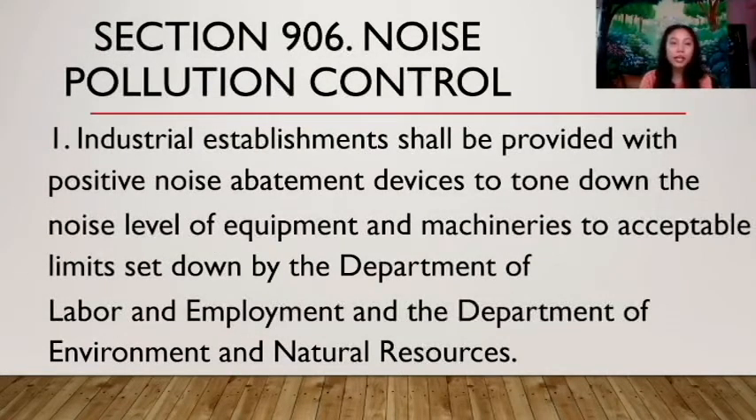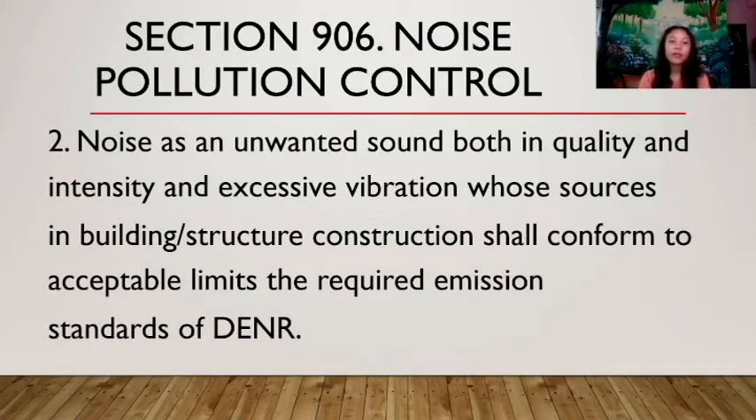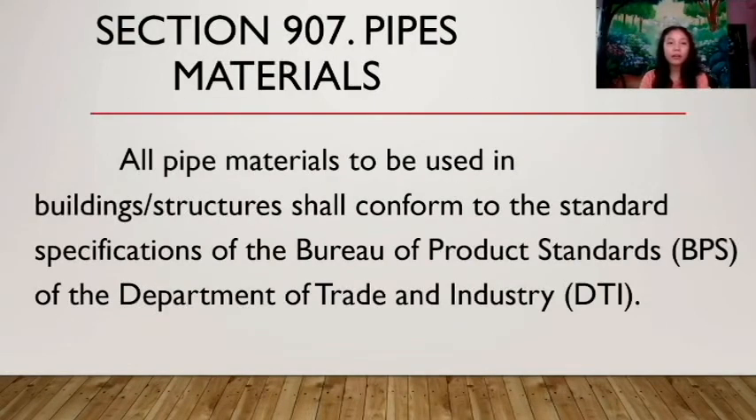For Section 906, Noise Pollution Control, number one, industrial establishments shall be provided with positive noise abatement device to tone down the noise level of equipment and machineries to acceptable limits set down by the Department of Labor and Employment and the Department of Environment and Natural Resources. Number two, noise as an unwanted sound both in quality and intensity and excessive vibration whose sources in buildings or structures construction shall conform to acceptable limits, the required emission standards of DENR.